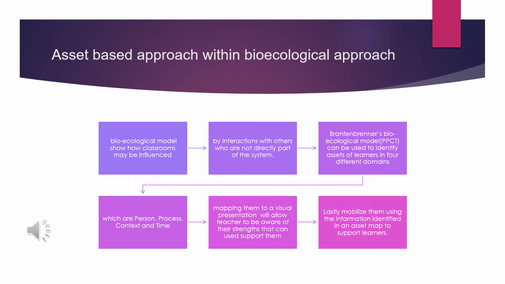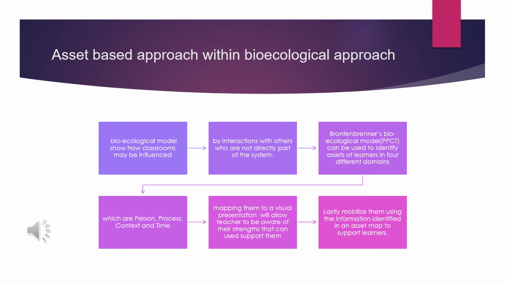The bioecological model shows how classrooms may be influenced by interactions with others who are not directly part of the system. This means that we as teachers must view learners holistically, that they are as they are because of many different components that contribute to their development. Bronfenbrenner's ecological model, the PPCT, can be used to identify the assets of learners in 4 different domains, which are the person, the process, the context, and time.